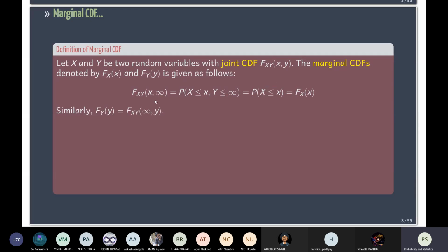Okay, because CDFs are cumulative, right? And here F_Y(y), if I sum over x, then the marginal CDF with respect to x will be this. Yeah, so this is with respect to x, and same thing with respect to y.